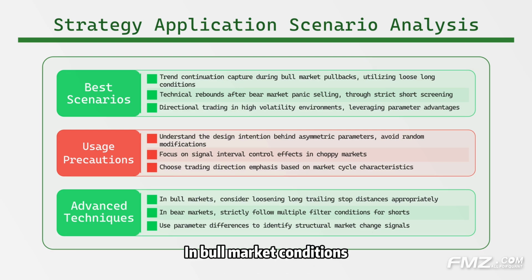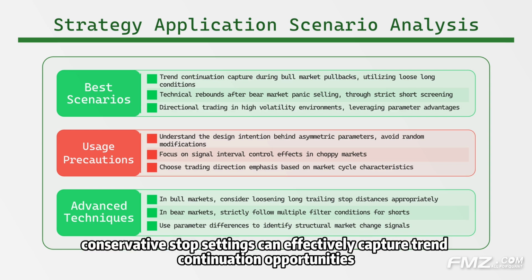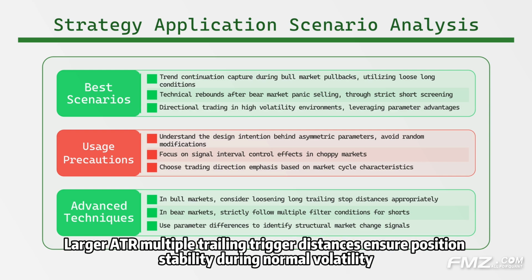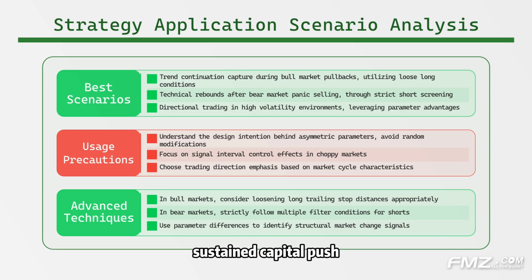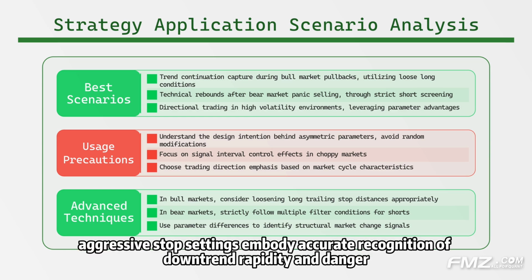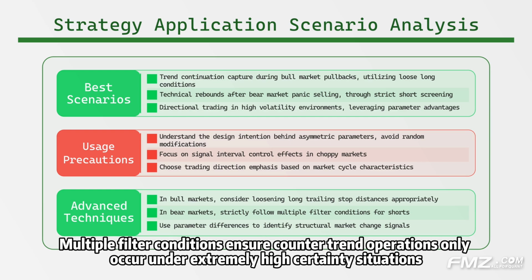In bull market conditions, loose long entry conditions and conservative stop settings can effectively capture trend continuation opportunities. Larger ATR multiple trailing trigger distances ensure position stability during normal volatility, matching bull market characteristics that need time accumulation and sustained capital push. During bear market phases, strict short filtering mechanisms and aggressive stop settings embody accurate recognition of downtrend rapidity and danger. Multiple filter conditions ensure counter-trend operations only occur under extremely high certainty situations.